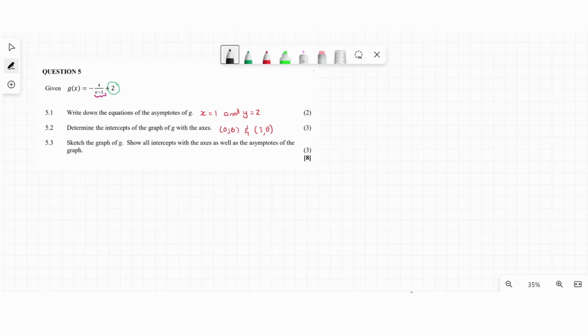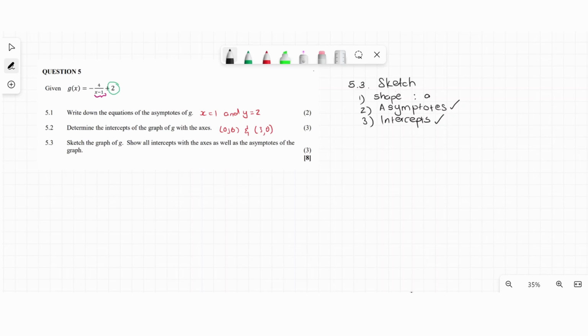Then the last question says sketch the graph g of x. Show all the intercepts with the axes as well as the asymptotes of the graph. So when sketching a hyperbola, you need to know the following. You need to know the shape. You need to calculate the asymptote or write down the asymptote. And the third one, you need to know the intercept. So we already did this and we already did that. The thing that we need to determine is the shape.